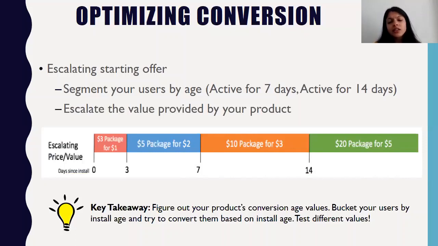So the key takeaway here is figure out your product's conversion age values, bucket your users by install age, and try to convert them based on this install age, and test different values. This is one example of how we tried it, but we've tried 50 different variations of this to see which escalation actually works best for our users.